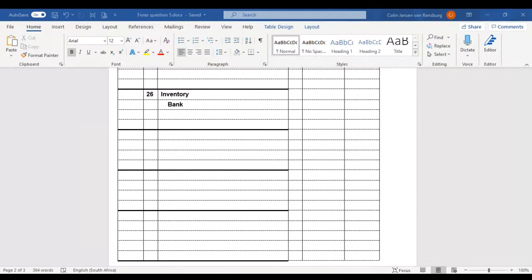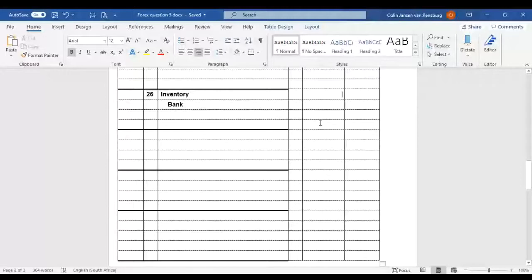You're all correct in the first place, right? We are simply going to credit our bank account because we're not going to pay them tomorrow or the day after or next month. We are paying them immediately, right? So it's a cash expense. So we're going to credit our bank account, and the amount, as we've just seen, was 20,000. Right, again, so far so good. We're getting there.